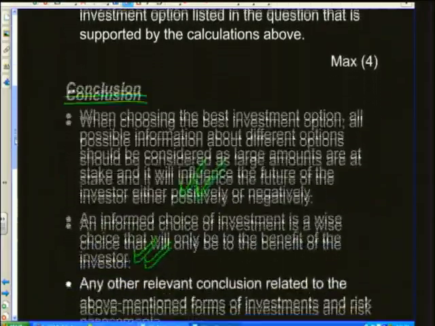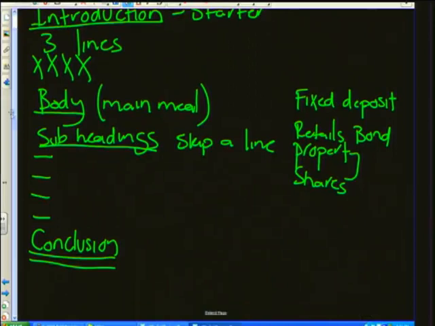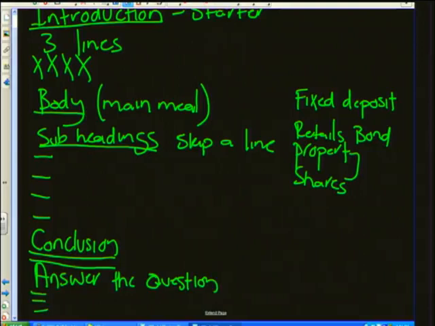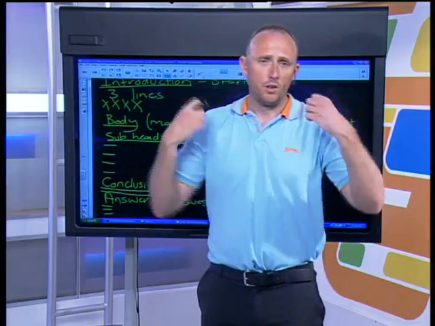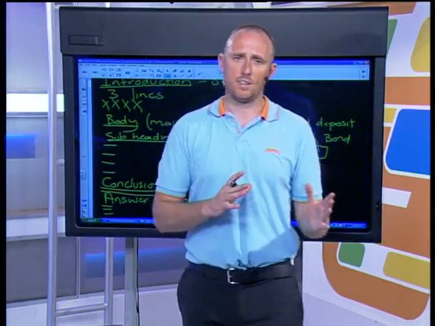And then our conclusion was, when choosing the best investment option, all possible information about the different options should be considered, as large amounts of money are at stake and influence the future of the investor, right? So we're answering the question. And here you're going to give 3 points, right? Boom, you've given your 3 points. So you've answered what the question's asking from you. All essays are like this, guys.